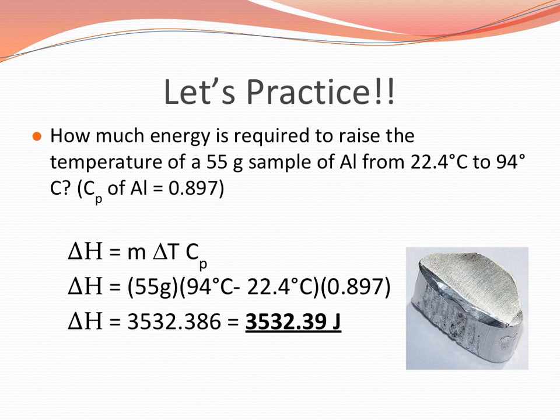I threw another practice problem in here because this problem is a little bit different. You'll see more practice in class where we're solving for mass, or specific heat capacity, or initial temperature or something. But in this one, we're again solving for delta H. Again, we plug in our mass as 55 grams. We have our final temperature minus initial temperature, and then our specific heat capacity. Multiply those, round to 2 decimal places, and we are good to go.